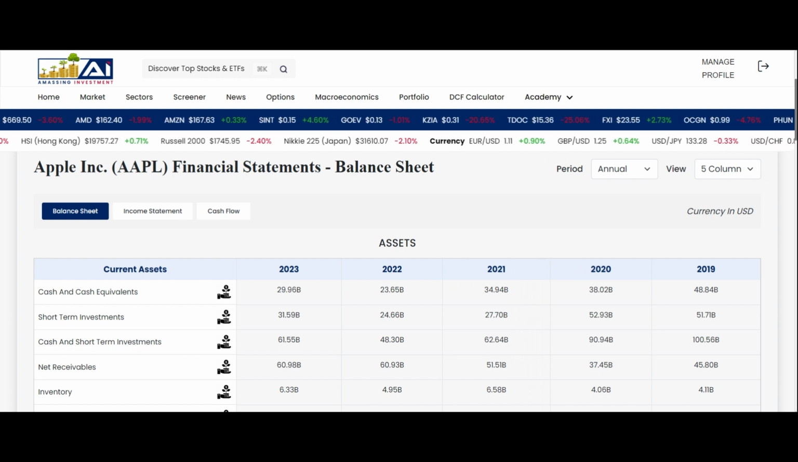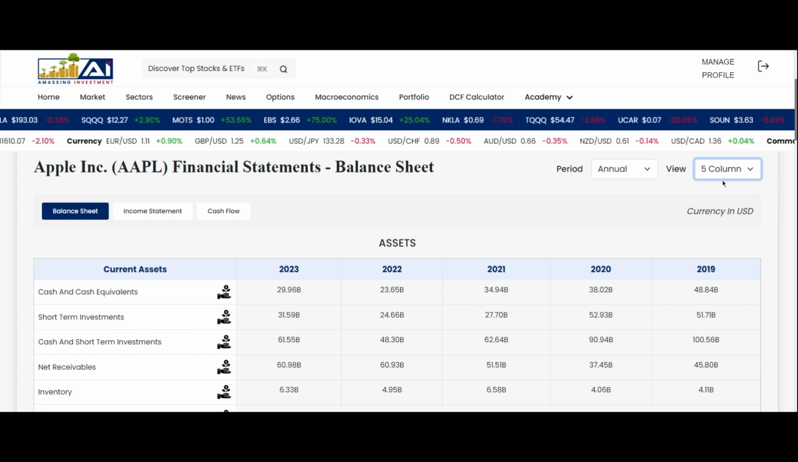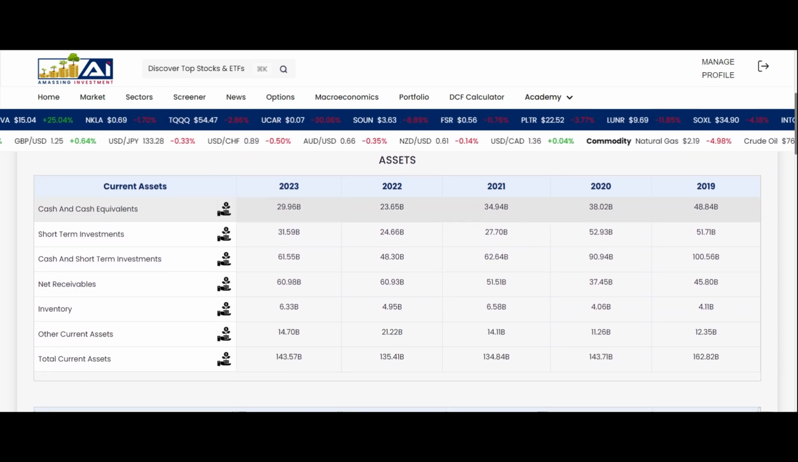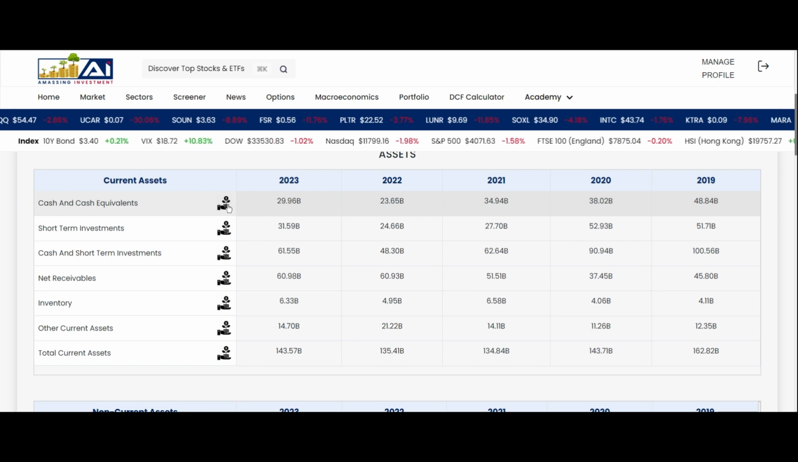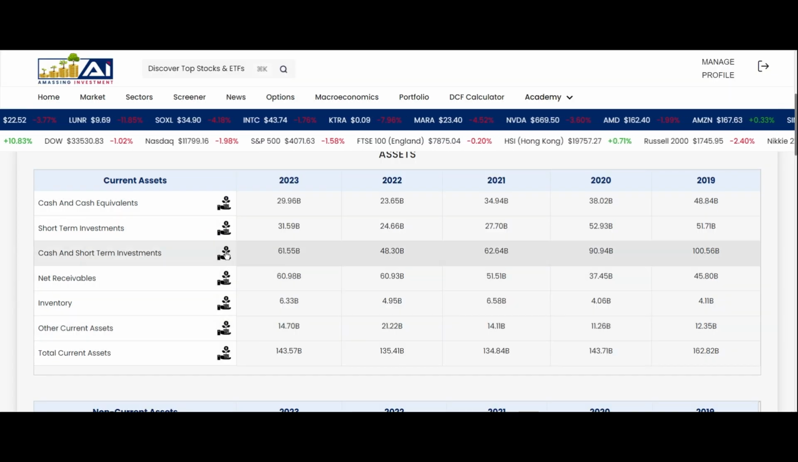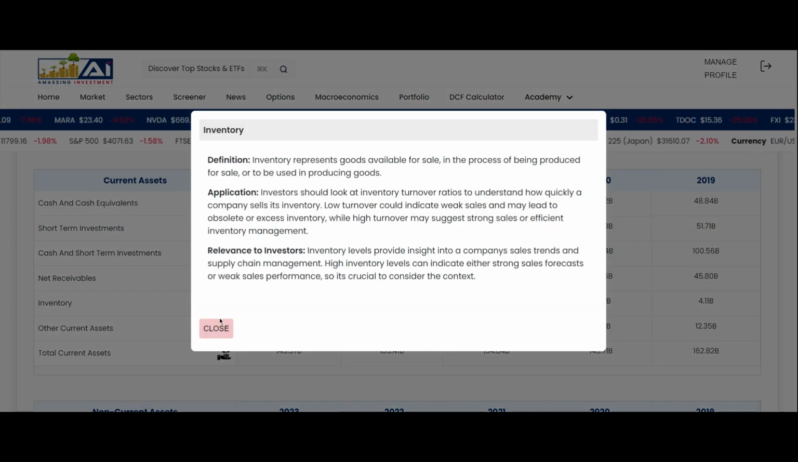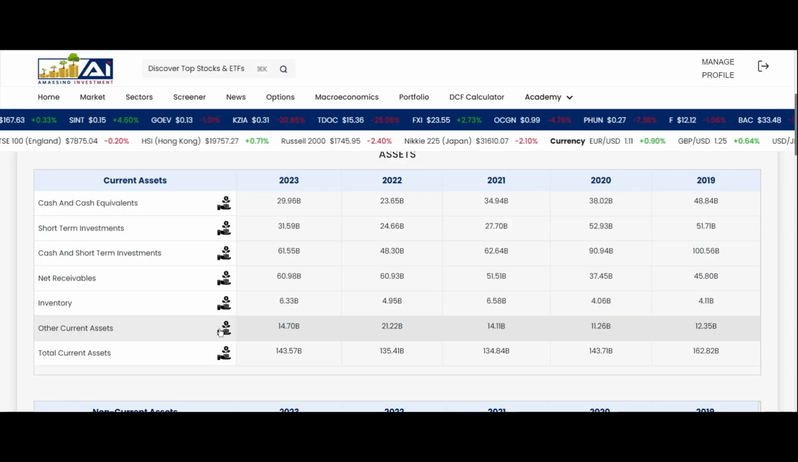At the top, notice the flexibility at your fingertips. Select between annual or quarterly periods and customize how many columns you wish to view simultaneously. Navigating through the balance sheet, you'll find invaluable tooltip icons beside each metric. A simple click unveils a wealth of knowledge, definitions, applications, and the relevance of each metric. It's an essential guide for those new to financial statements, ensuring you grasp the significance of each figure in turn.